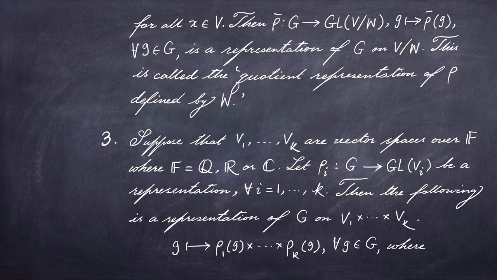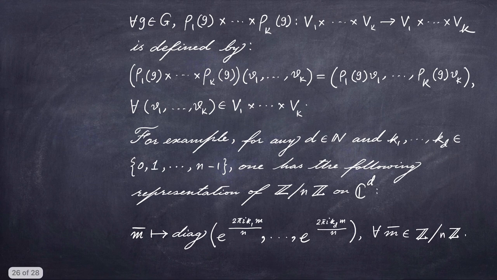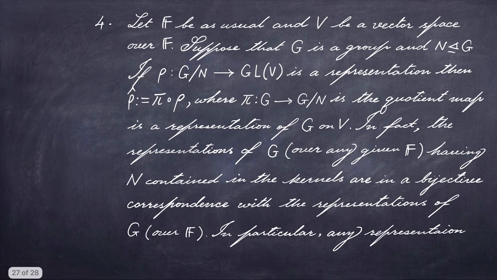Then of course we can consider products. If we are given k representations, we can then consider their product, which is defined in the most natural way. As a special case, if we fix d integers in 1 up to n, then one has the following representation of Z modulo nZ on C^d, on this d-dimensional complex space. That's quite obvious.